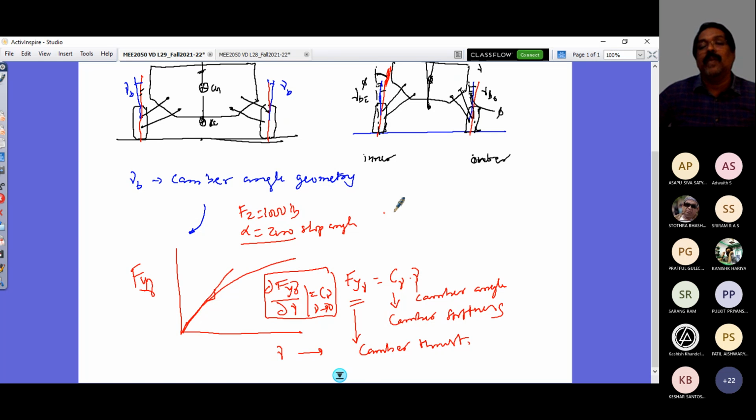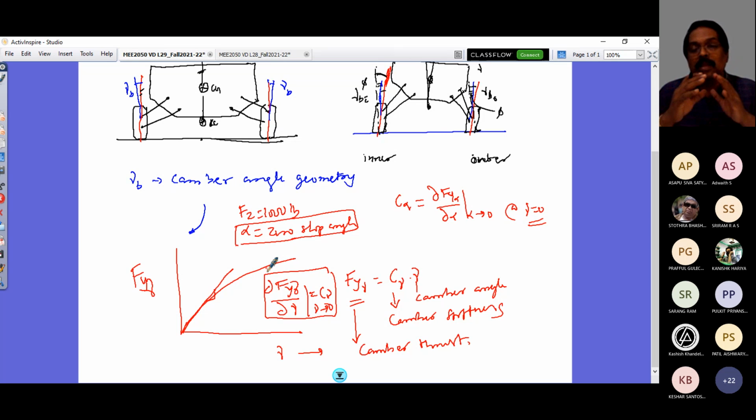When you define C alpha, it is the same way: dou Fy alpha by dou alpha, when alpha tends to 0 at gamma 0. Similarly, now you have to look at this condition. So like that, you would be able to get what would be the camber thrust that can be possible on a single wheel.